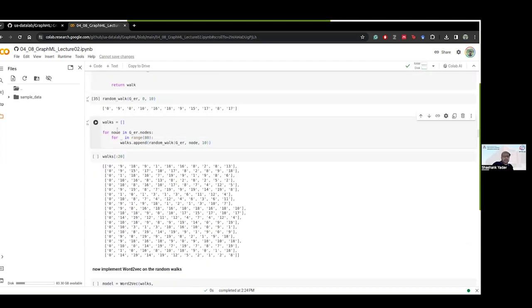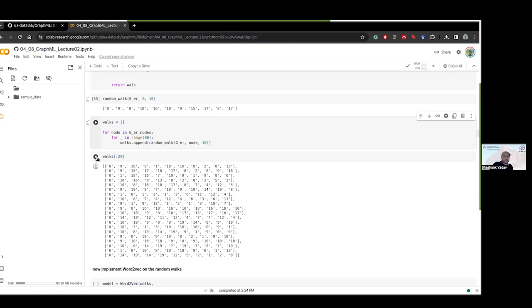Next I'll traverse over all the nodes of this graph, and for each node I'll do 80 random walks with length 10. Here also, this number 80 is just arbitrary. I don't think there's any logic behind it. I just picked a number for how many random walks I want for each node.